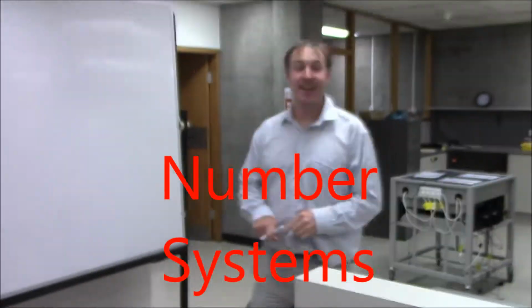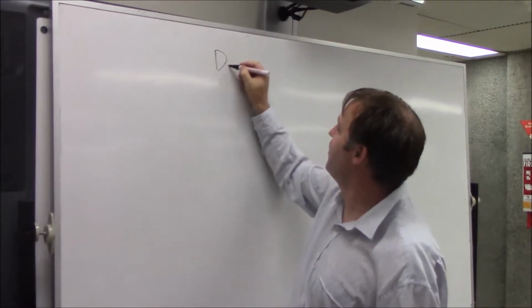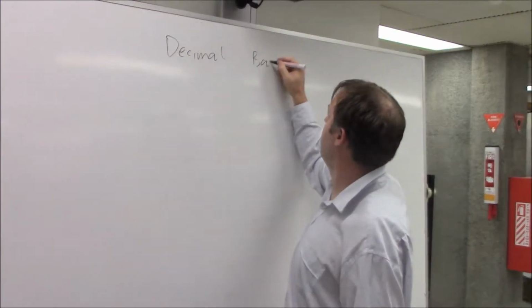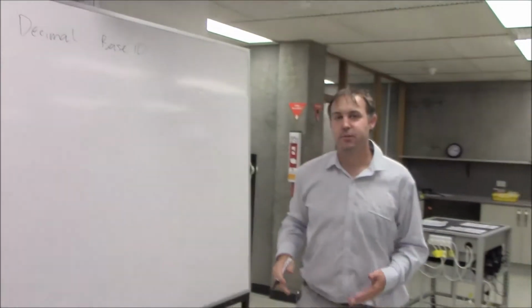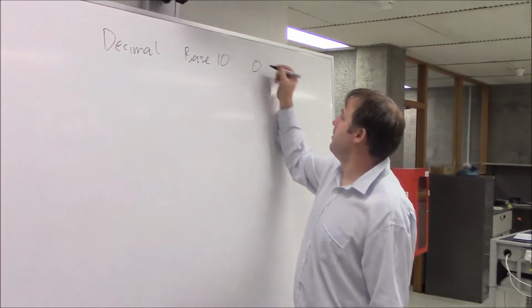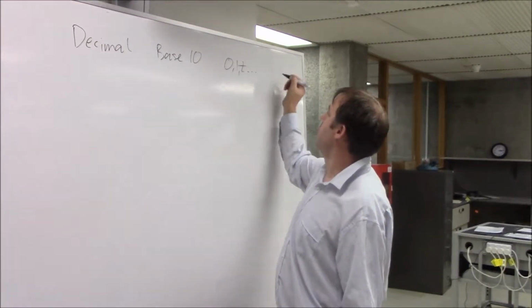Alright, so we're going to look at number systems today. Definitely. Decimal number system. So the base 10? Yep, which is a base 10. The base really means we've got 10 different symbols. So the symbols in decimal are the symbols 0, 1, 2, right through to 9.